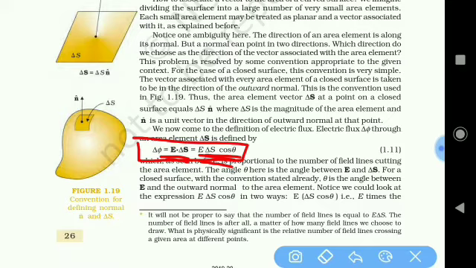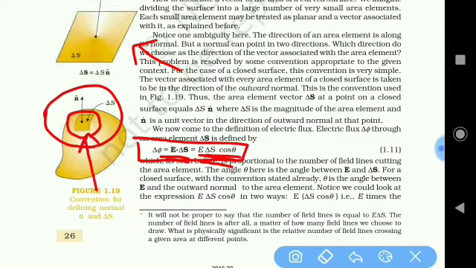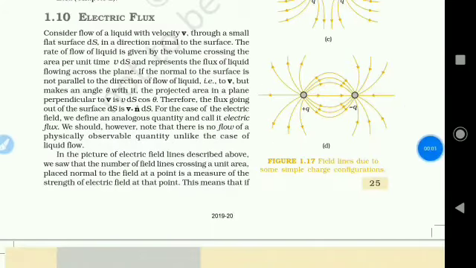Now sometimes the surface cannot be a plane surface like this. It can be a curved surface also. So in that case, we have to consider a small element which is shown here, and then we can calculate the flux. Now let us see a video which explains electric flux.